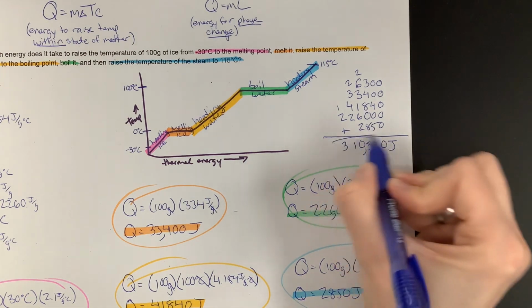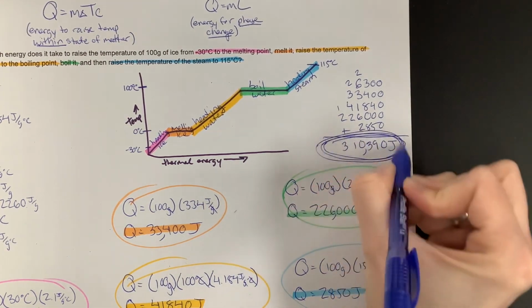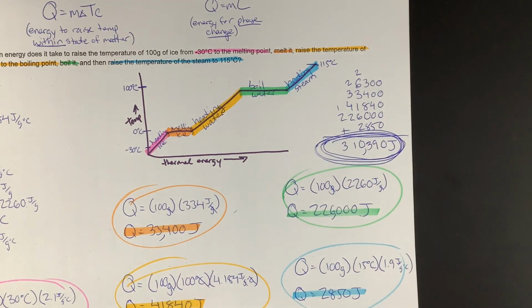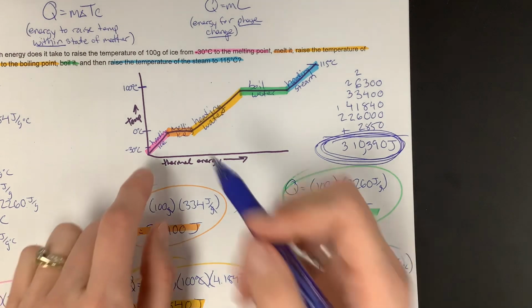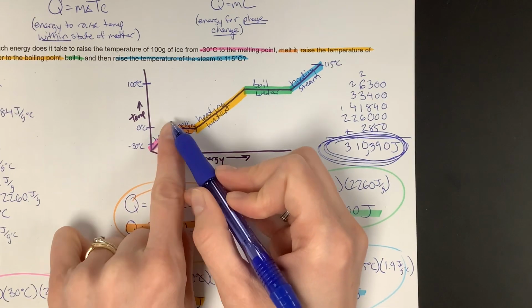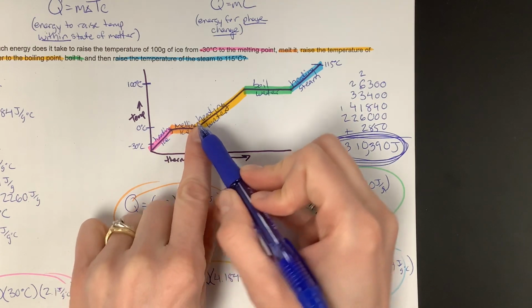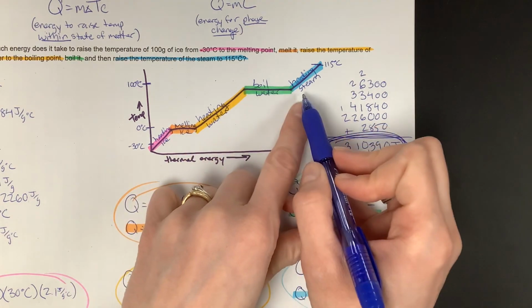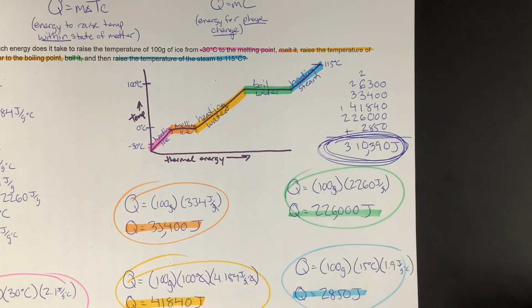So our final answer for the problem is 310,390 joules. That is how much energy it takes to take 100 grams of ice from minus 30, heat it up to melting, melt it, heat that water up to boiling, boil it, and then heat that steam up to 115 degrees.